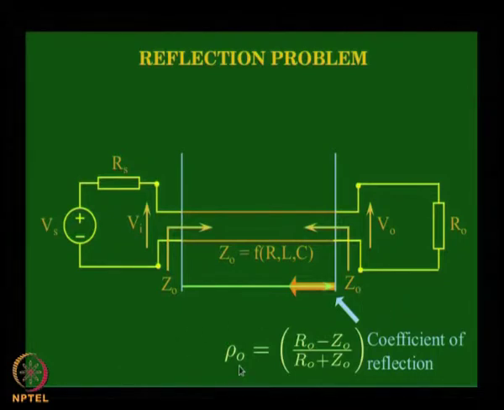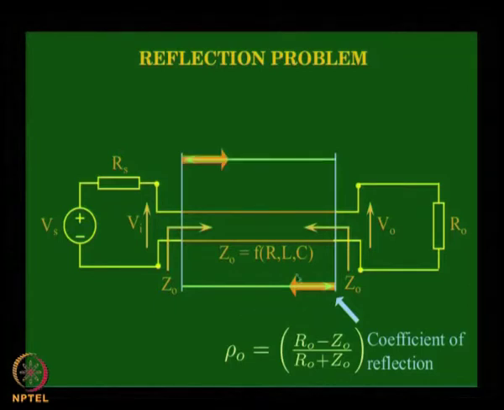Now, that is given by rho naught, the output side or the load side reflection coefficient, R naught minus Z naught divided by R naught plus Z naught. Look at this here, the numerator R naught minus Z naught. If the load and the transmission line characteristic impedance both are matched, if R naught equals Z naught, then there is no reflection, the reflection coefficient becomes 0. So, impedance matching becomes very crucial when you are talking of transmission line effects and high frequency issues.